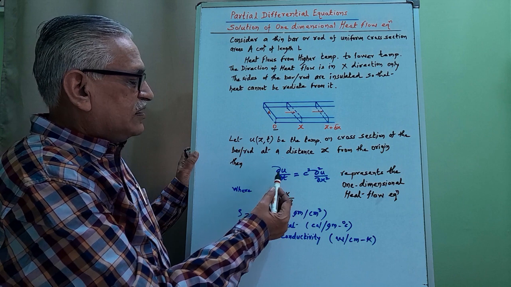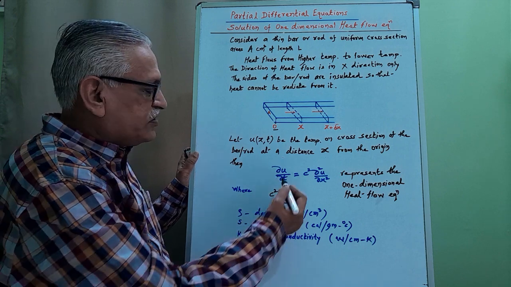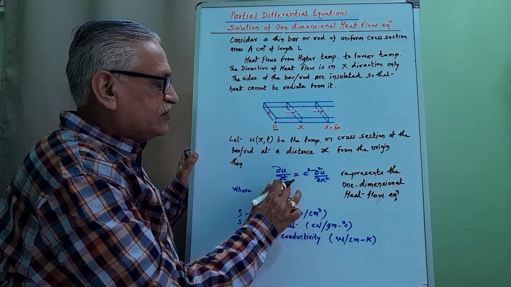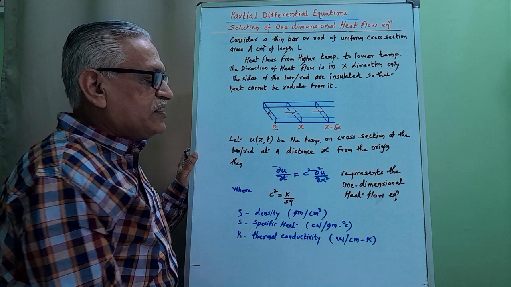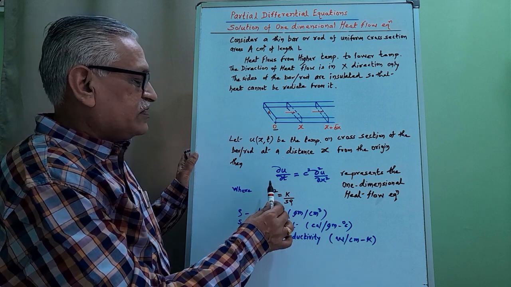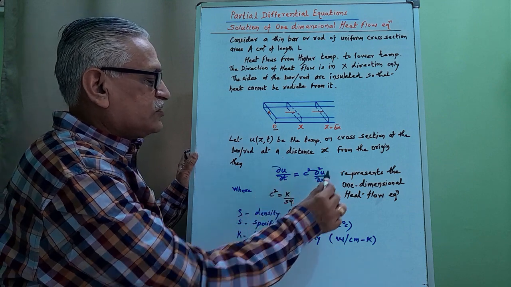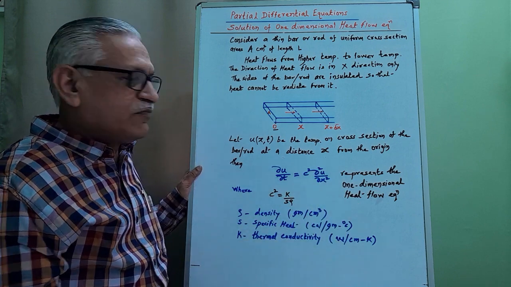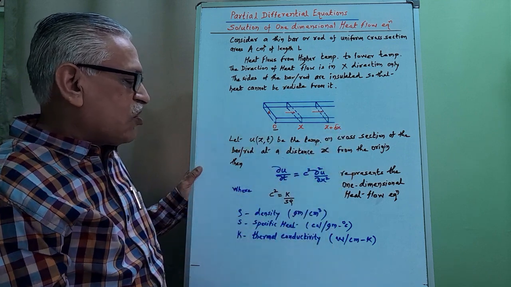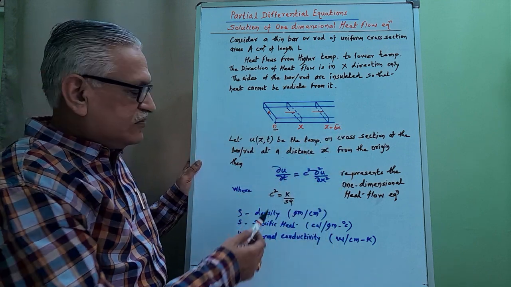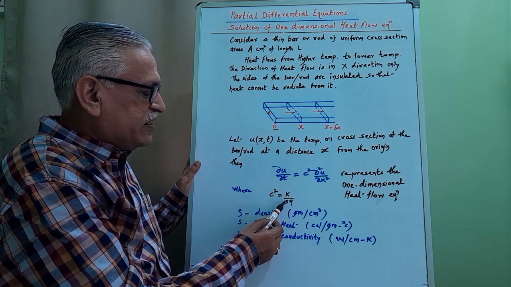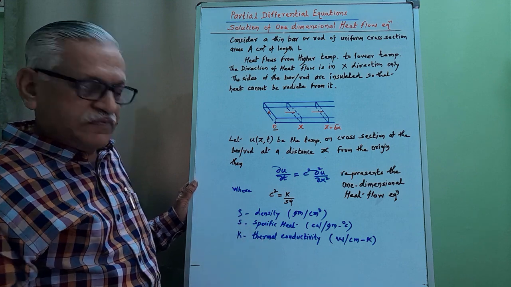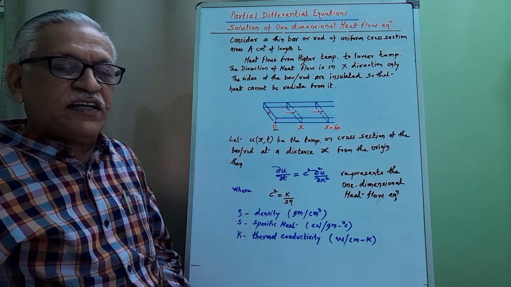Then the partial differential equation, dou u by dou t is equal to c square into dou square u by dou x square. This equation represents the one-dimensional heat flow equation through this bar or rod, where that constant c square is equal to k divided by s into rho. Rho means density, s means specific heat, and k means thermal conductivity.